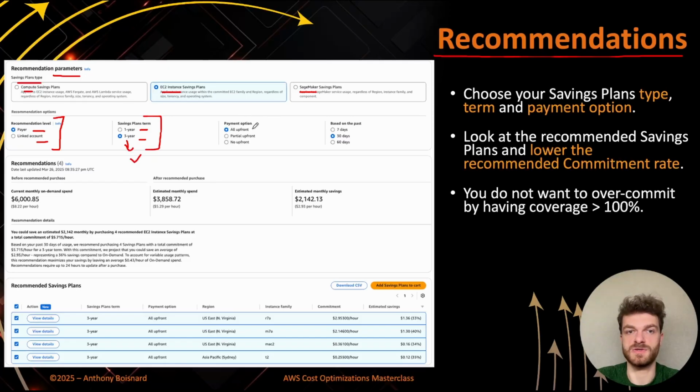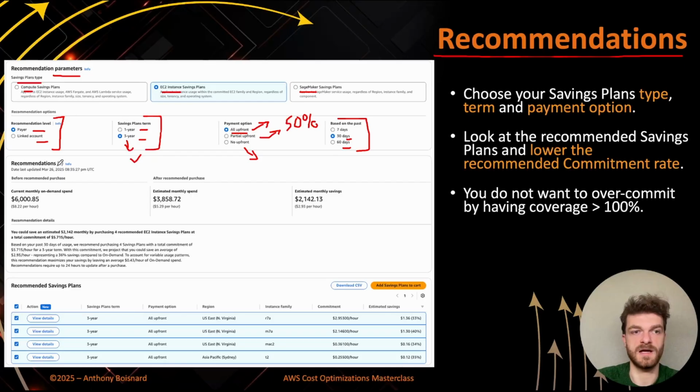Payment option: you can choose all upfront, meaning you are paying everything right now. Partial upfront, you are paying at least 50% of the savings plans right now and the rest on a monthly basis. And no upfront, you are paying everything on a monthly basis. So if you choose all upfront, you will have more savings. And you can choose your recommendations to be based on the past week or past months or past 2 months.